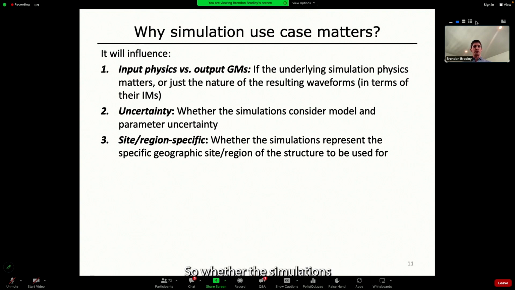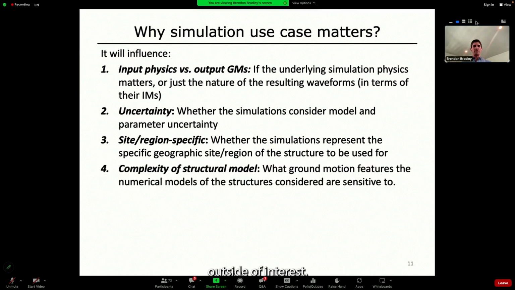So whether the simulations represent the specific geographic site or region that the structure is to be used for, or whether we take simulations from general regions and consider that they could potentially occur at our site of interest. And then fourthly, the complexity of the structural model. So what ground motion features the numerical models of the structures considered are sensitive to.